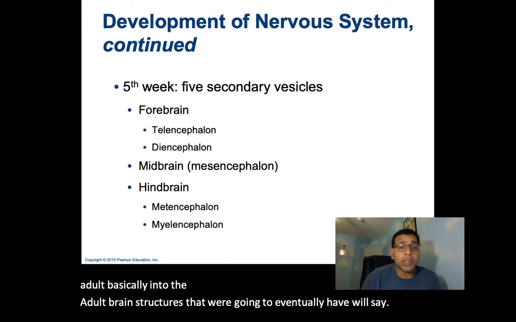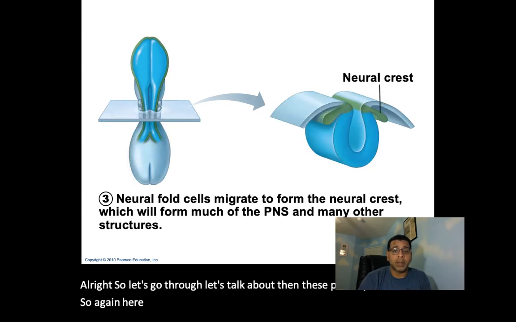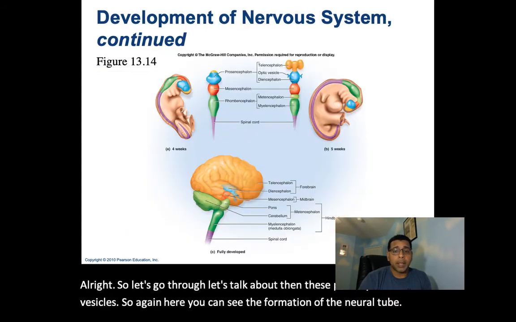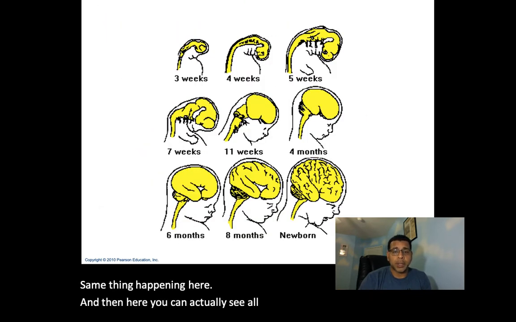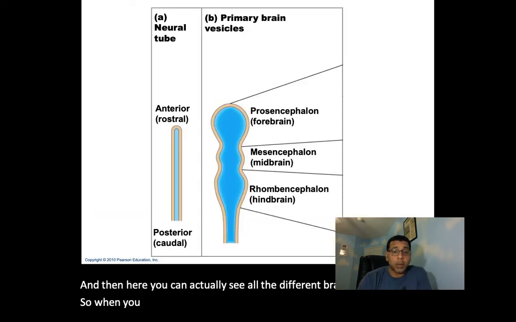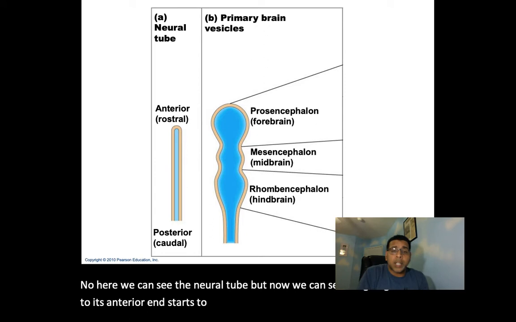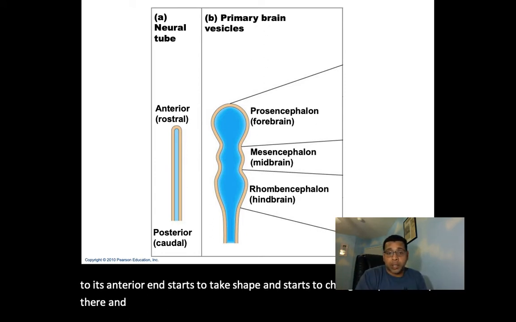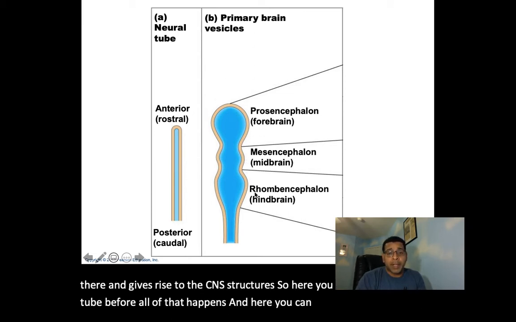All right, so let's talk about these primary brain vesicles. Again, here you can see the formation of the neural tube. Same thing happening here. And then here you can actually see all the different brain structures. So when you say brain, it's not just one part; there's a whole bunch of different parts there. Now here we can see the neural tube. Its anterior end starts to take shape and change shape and gives rise to the CNS structures. So here you can see that neural tube before all of that happens, and here you can see the primary brain vesicles actually formed.